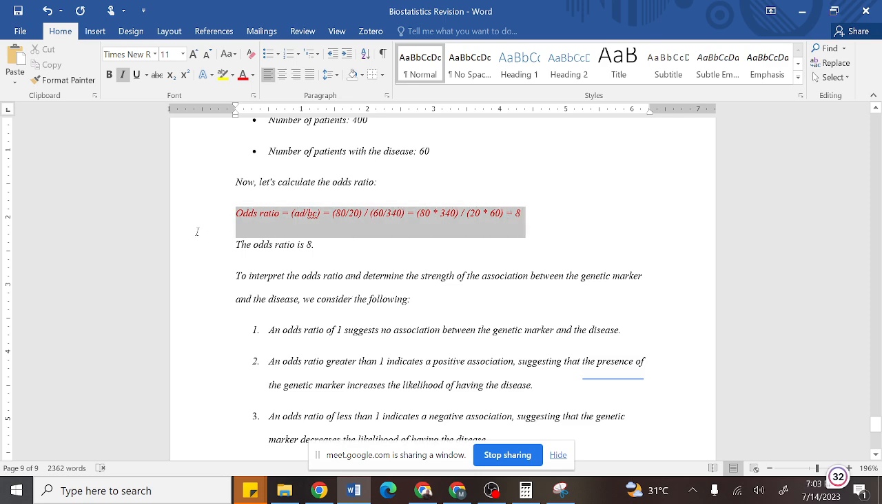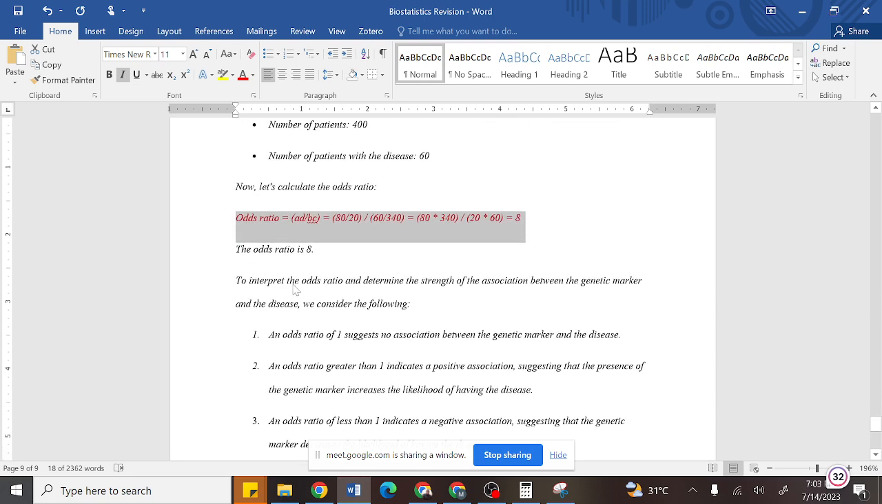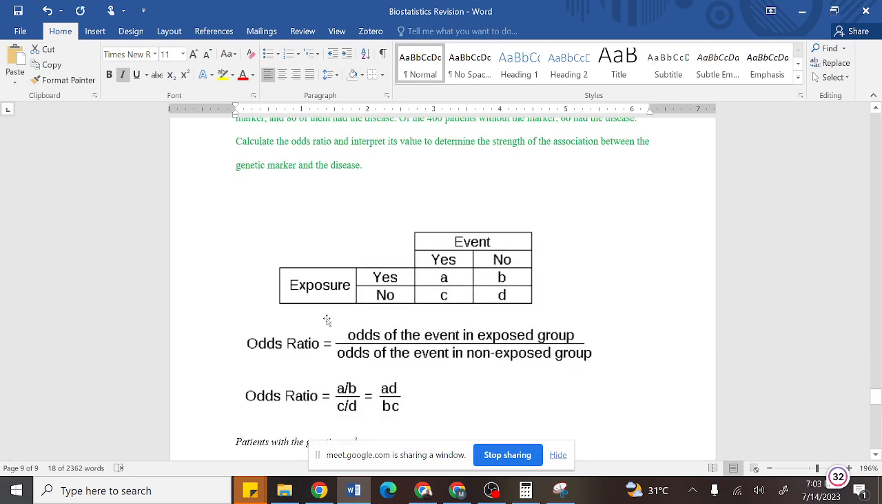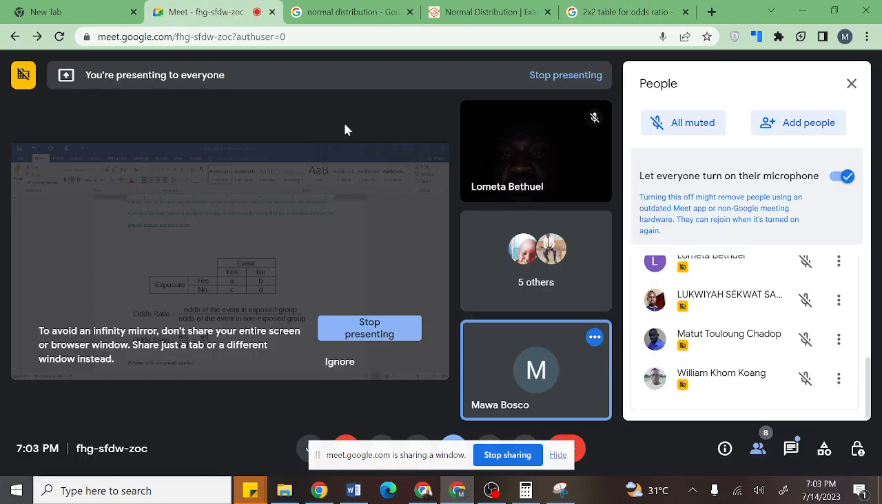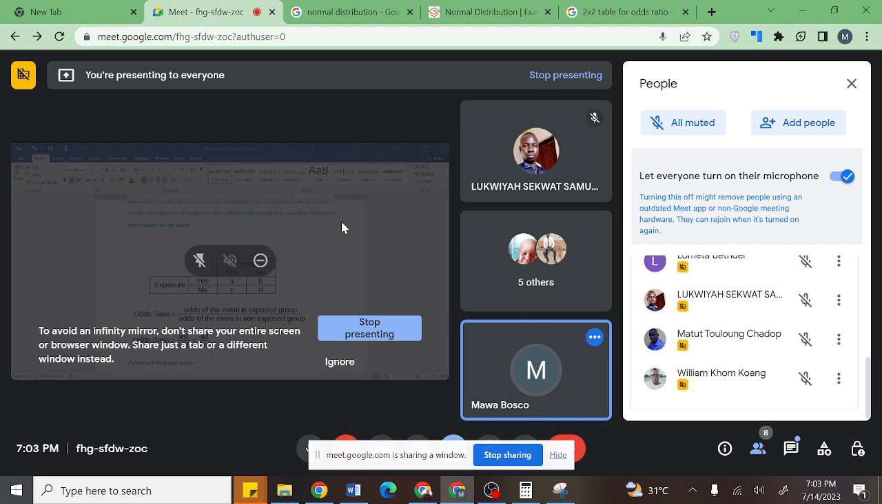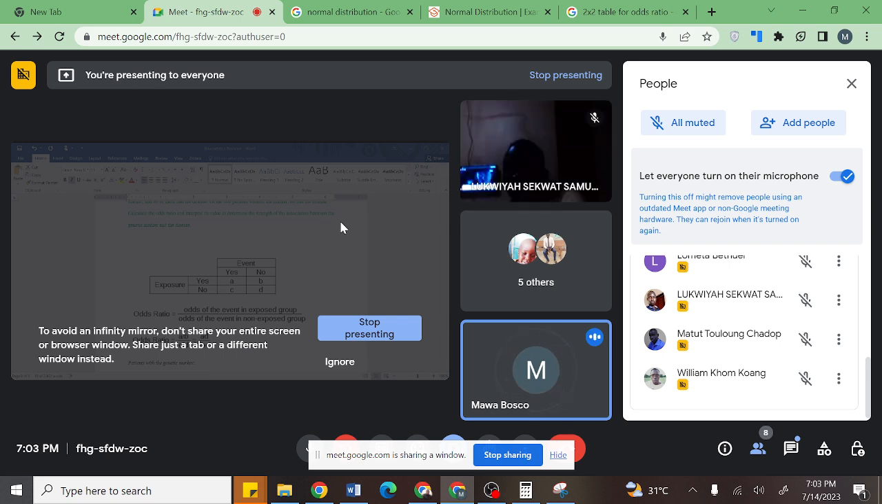So that is what I expected you to write in that question. Before we go to question number 2, do you have any question there? Odds ratio should be straightforward. Just get the formula, feed in. For the interpretation, if you have above 1, it means the exposure has an association with the disease. If you have less than 1, it's the reverse. If you have 1, it means there is no association. So let's move to question 2. Do you have any question?